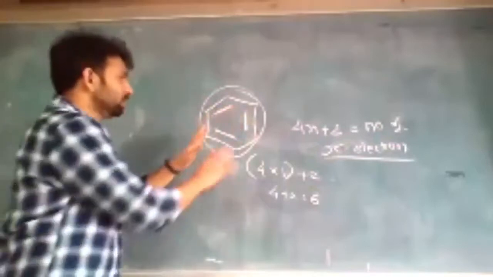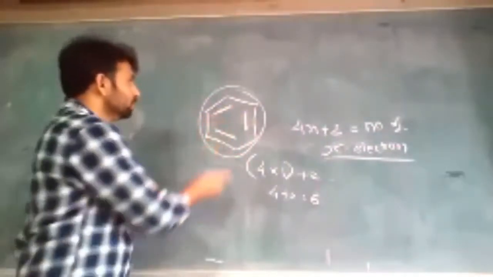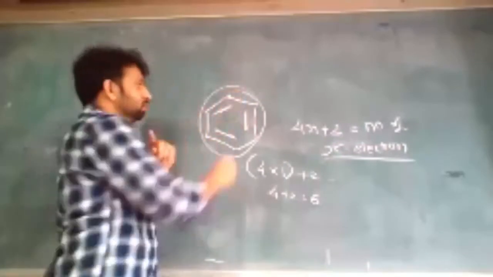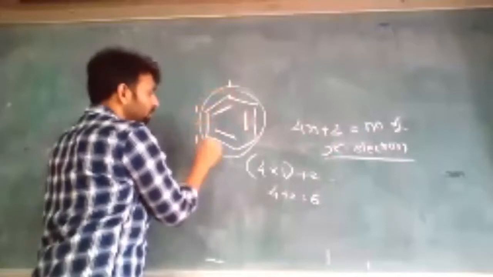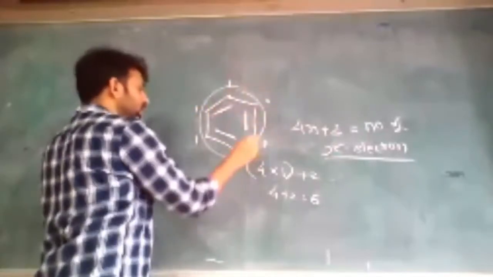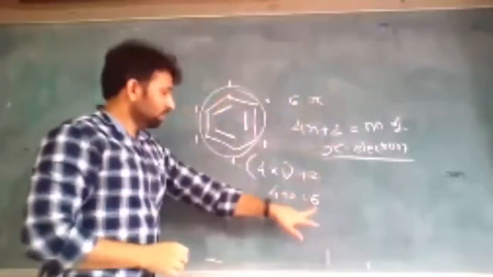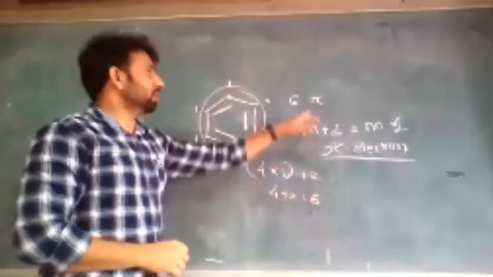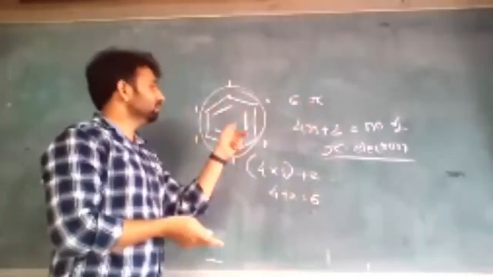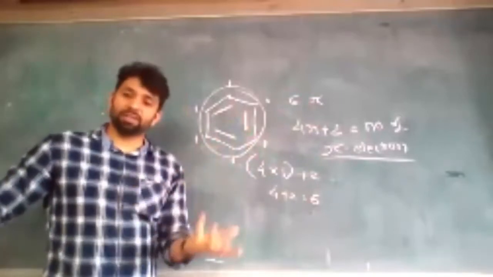On the basis of this, you can identify the pi electrons. So how many pi electrons are at this carbon? There is one pi electron. So 1, 1, 1, 1, 1, 1. Count it: 1, 2, 3, 4, 5, 6. So 6 pi electrons are present. So here our value is 6 and the number of pi electrons is equal to 6. If both match, then your ring follows aromaticity.